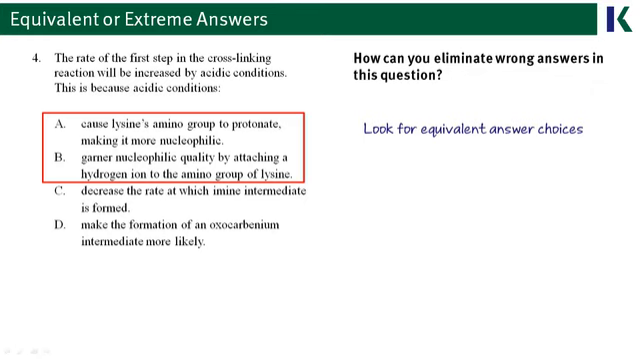If you're looking at answer choices A and B, those are the equivalent answers. If lysine amino group protonates, and that makes it more nucleophilic, that means the same thing as garnering nucleophilic quality by attaching a hydrogen ion to lysine. Those two answers say the same thing. Since they both literally mean the same thing, neither one of them can be correct. To have a correct answer, it has to be distinguished from the other three answer choices. So A and B can actually be eliminated.